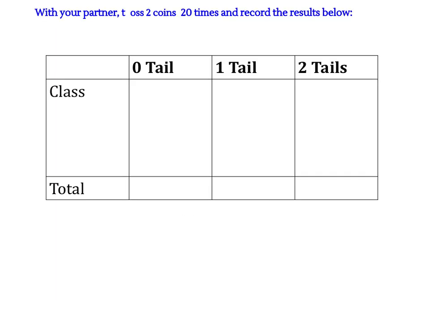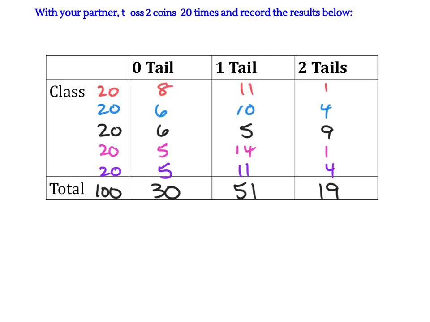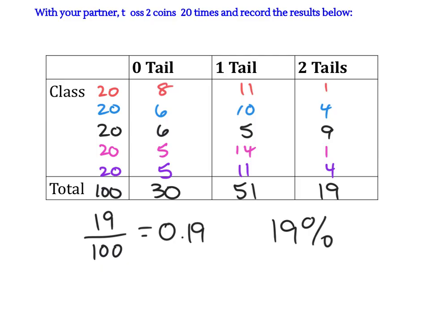In class, I had you guys do this together. I'm going to provide just some data here from another class, so that we have some data to fill in here. So here's just a very small sample of 5 people tossing 2 coins 20 times and recording the results. So we had a total of 100 tosses. And of the 100 tosses, 30 came out 0 tails, 51 1 tail, and 19 2 tails for an experimental probability of 0.19 or 19%.